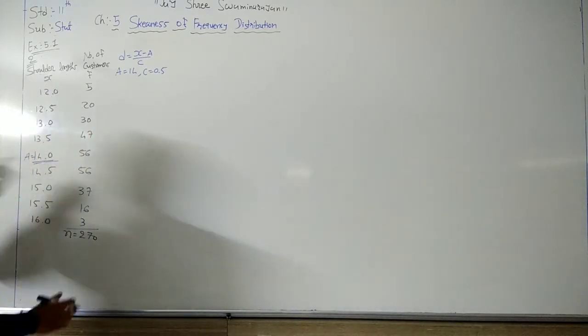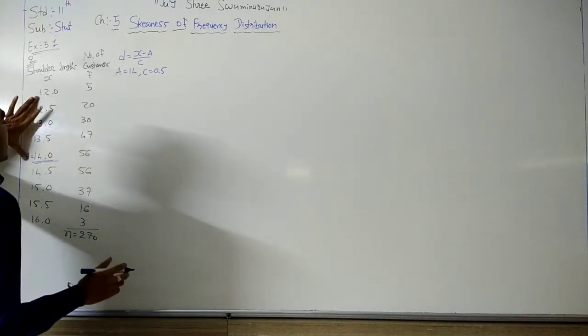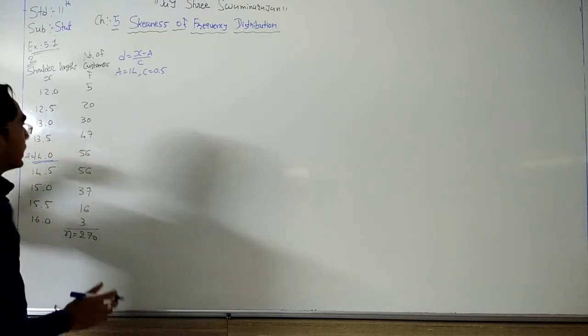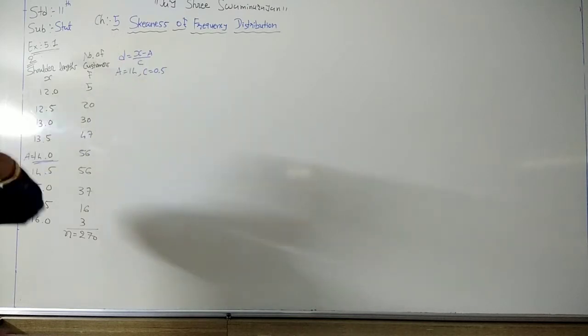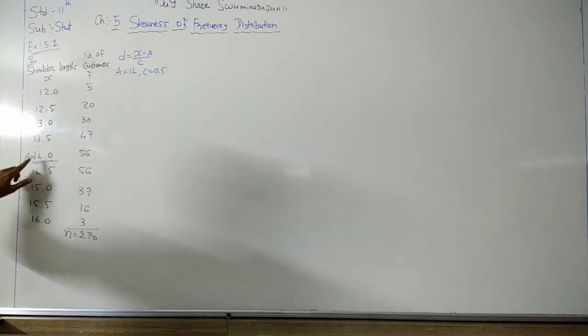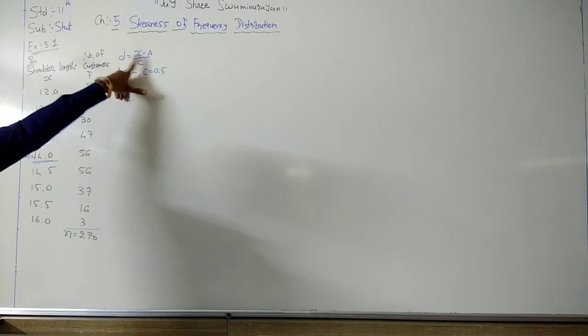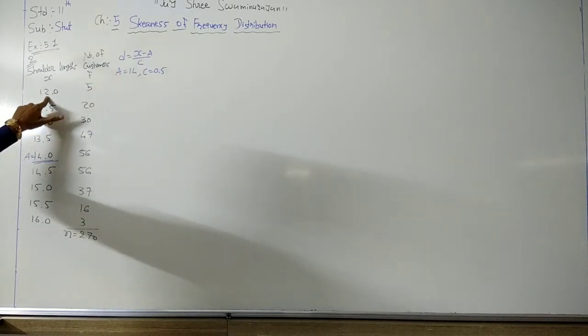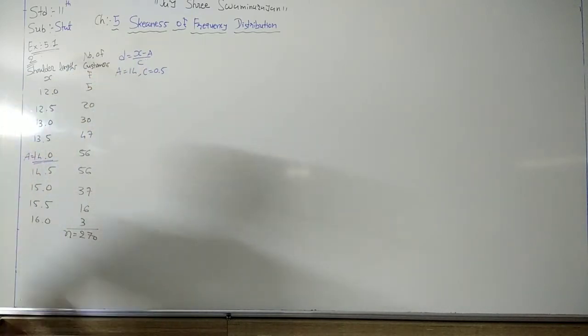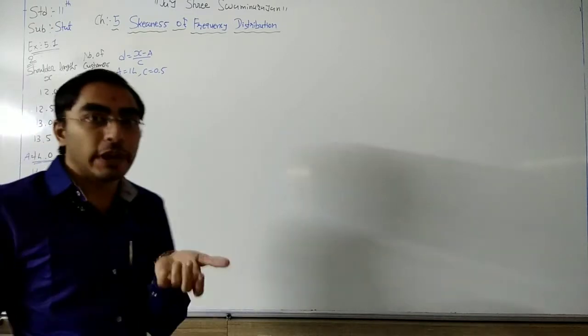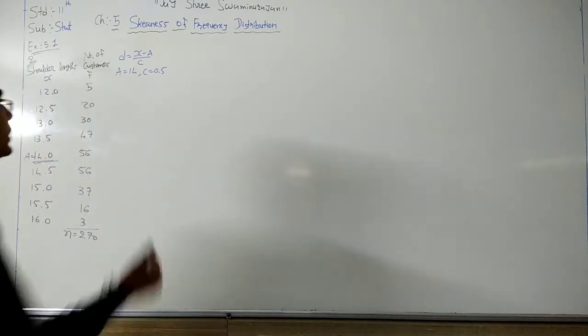So here, first of all, 14 minus 12. Here 0.5 means what? We need to multiply with 2 only. So x minus A, your value of x is 12, minus A which is 14, so 12 minus 14. If you use the calculator, it is minus 2, and multiplied by 2, minus 4.